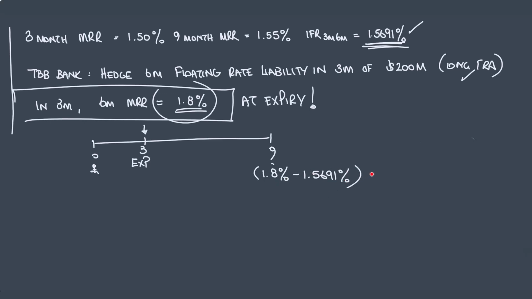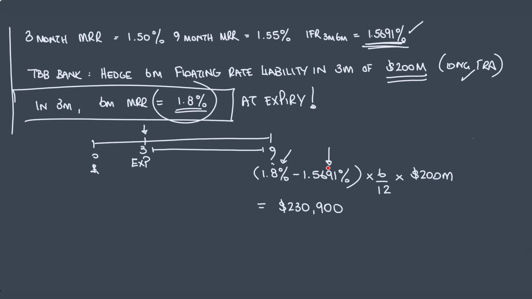Except they are annual rates, and this is only a 6-monthly period. So times it by 6/12, and that's a percentage. I want it in good hard dollars. Well, I will have hedged 200 millions worth. That will give me 230,900. That would be how much better off I would be over that borrowing period if that turned out to be the MRR at expiry, and that's what I'd locked in.